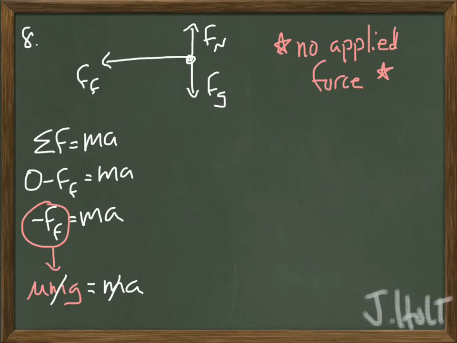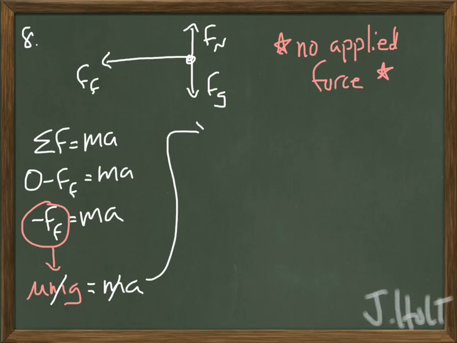I expanded the force of friction into mu mg. Remember that the force of friction is equal to mu times the normal force, and the normal force is equal to mass times g. So we can say that the force of friction is equal to mu times m times g. The right side of the equation doesn't change. That's still ma. But look what happens. We can cancel out the m's. So now the mass is negligible.